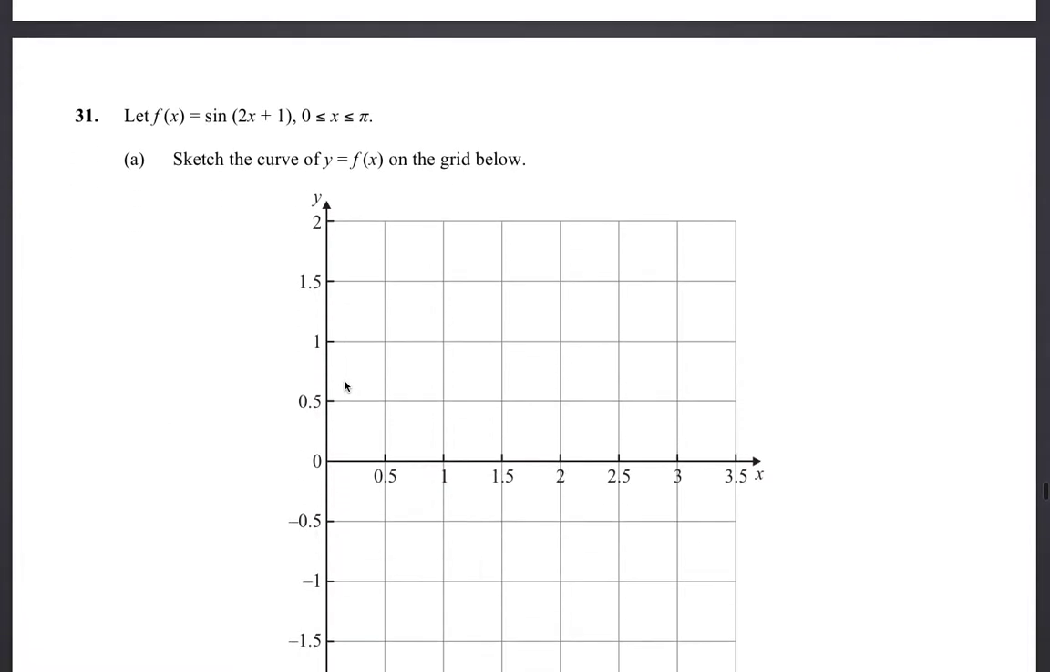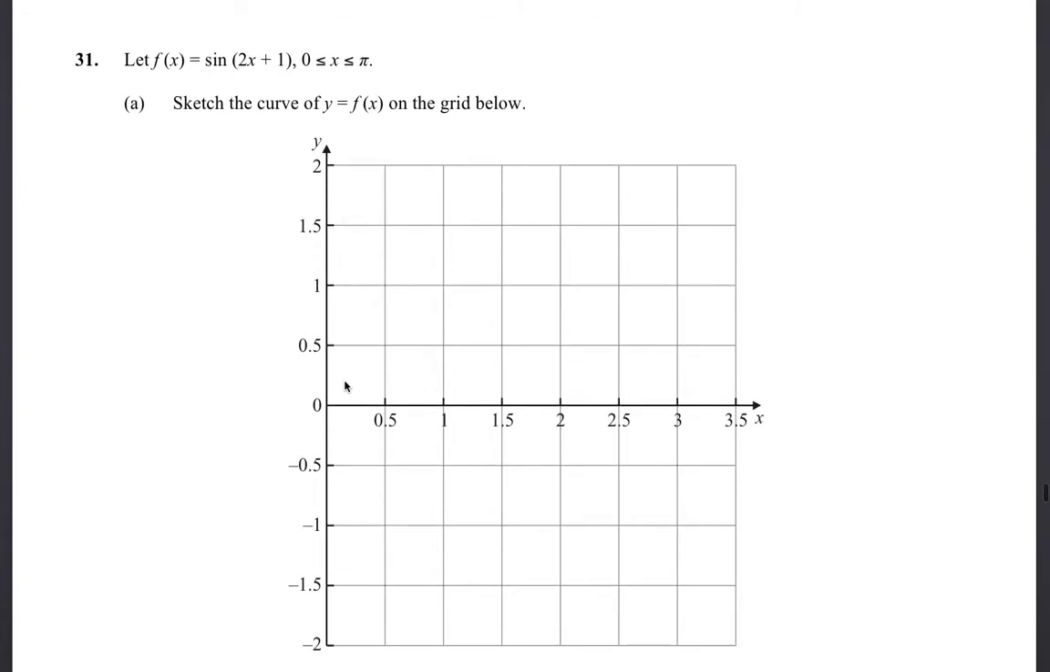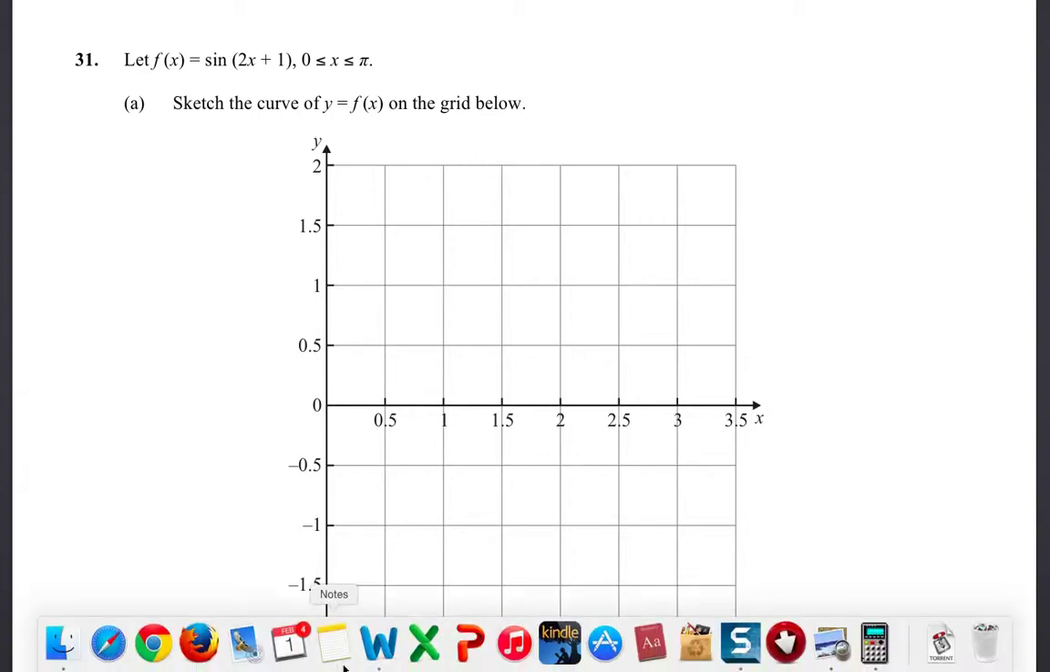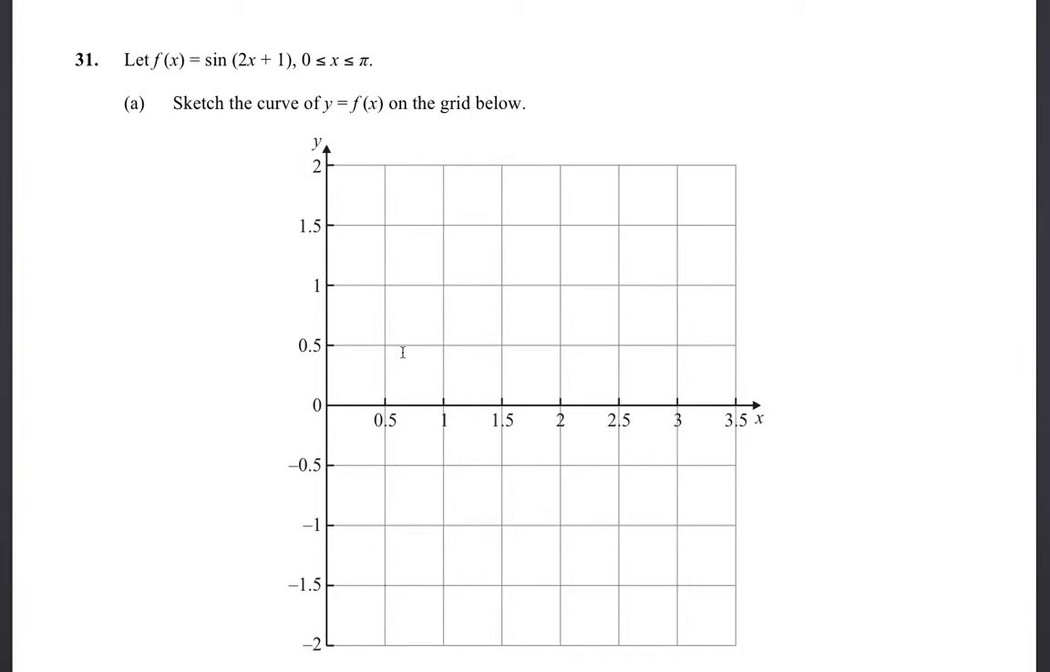Let f of x equal to sine of 2x plus 1, where x lies between 0 and pi. Sketch the curve of y equal to f of x on the grid below. Fine, you can see the scale. In x-axis it is 0 to 3.5. In y-axis it is minus 2 to plus 2. So let me sketch it.